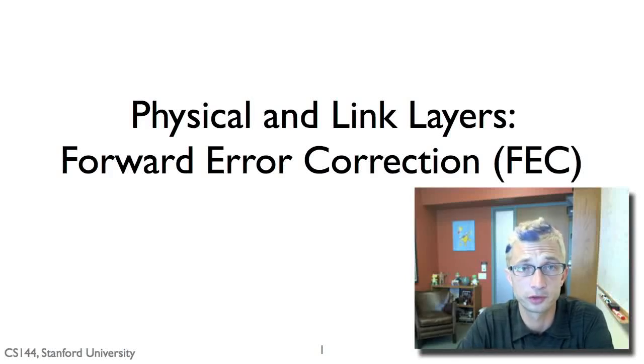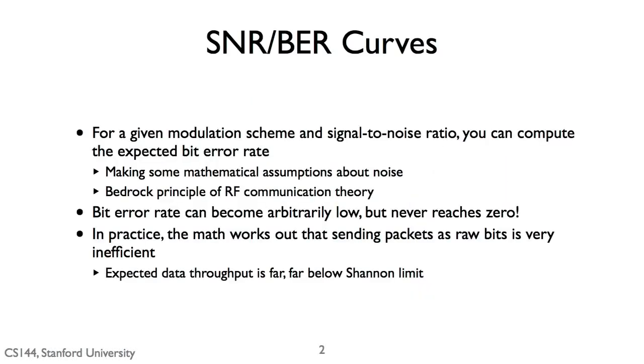So in this video about the physical and link layers, I'm going to talk about forward error correction, or FEC. Recall that for a given signal-to-noise ratio and modulation scheme, we can compute what the expected bit error rate is. Now this bit error rate, while it can become very, very small for, say, a very high signal strength, will never reach zero. There's always a chance that there will be a bit error.